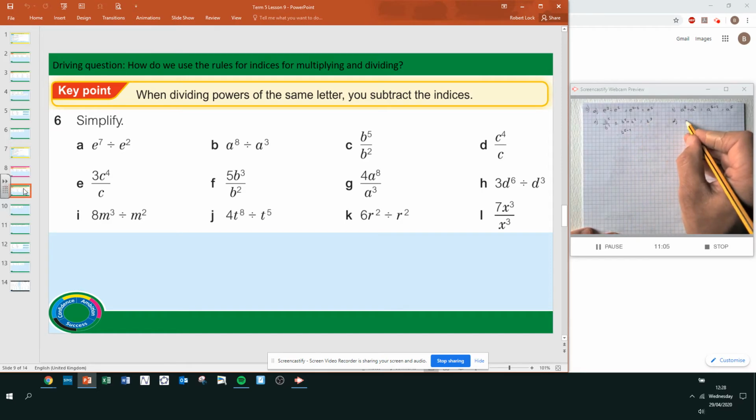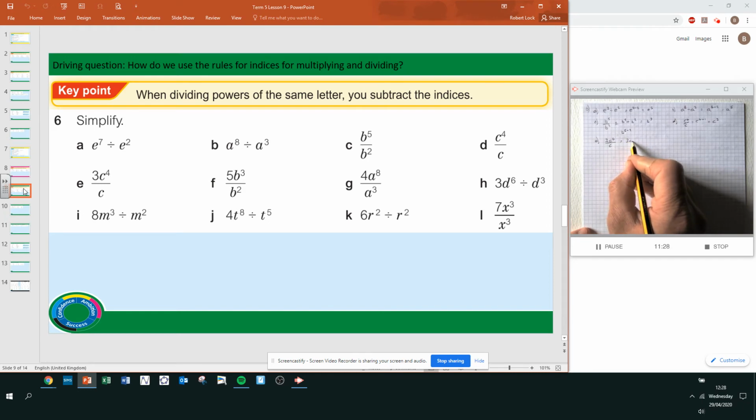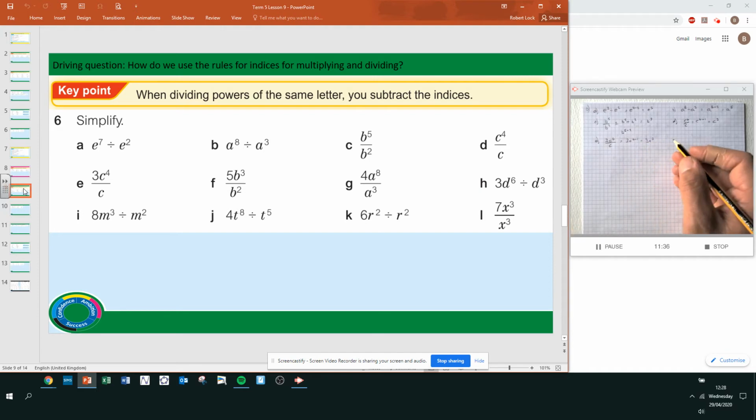D. c to the power 4 divided by c. There is a 1 there, so we know c to the power 4 minus 1 equals c to the power 3. E. 3c to the power 4 divided by c. That's c, take away that 1 there, so we end up with 3c to the power 4 take away 1, equals 3c to the power 3, or 3c cubed. F. 5b cubed divided by b squared equals 5b to the 3 minus 2. 3 minus 2 is 1, which would be b to the power 1, the same as 5b.